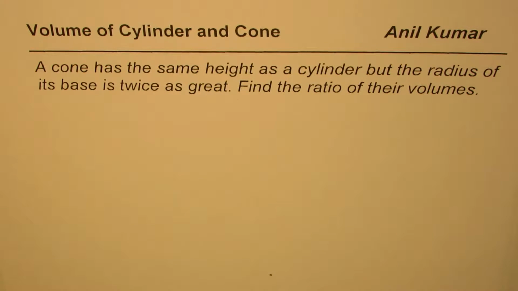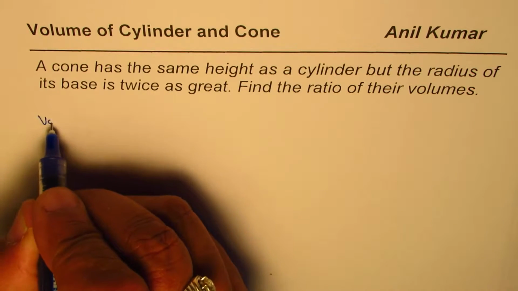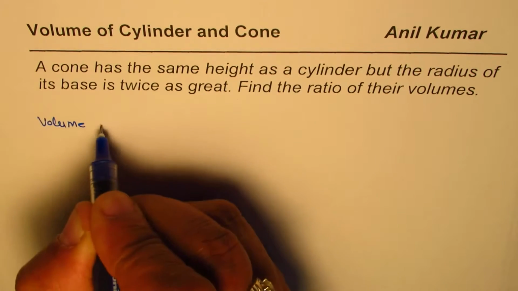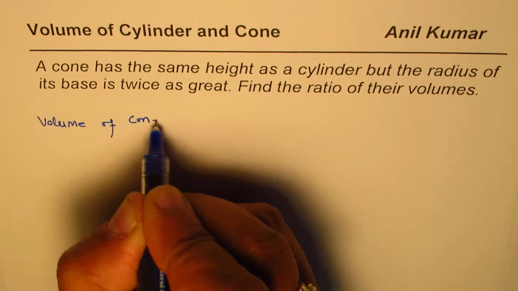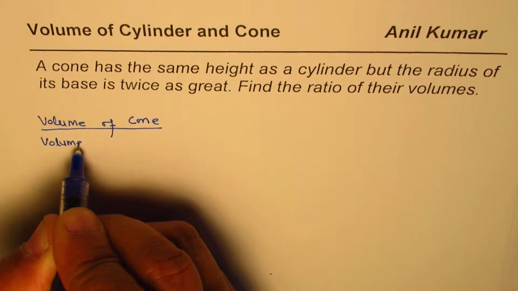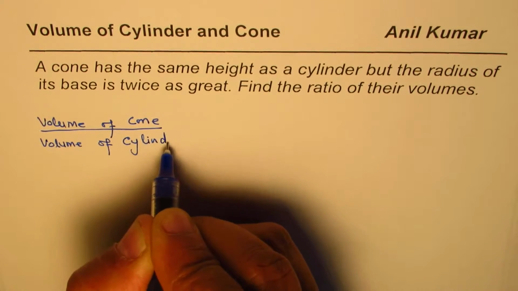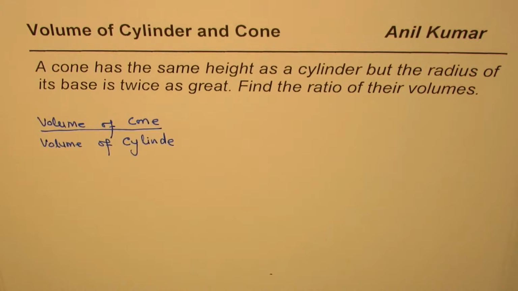The question is, a cone has the same height as a cylinder, but the radius of its base is twice as great. Find the ratio of their volumes. So we need to find the ratio of volume of cone divided by volume of cylinder, right? So that is what we need to find.